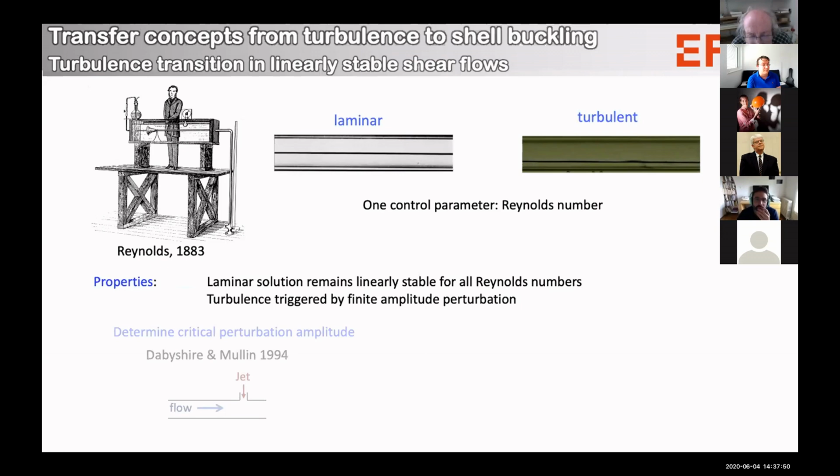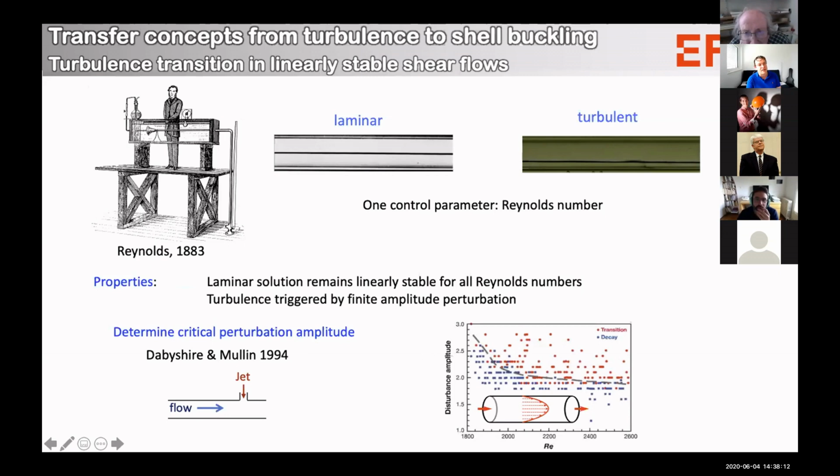He was taking a very nice smooth pipe where there are no background perturbations that trigger turbulence naturally, and then applied a lateral jet and measured how strong this lateral jet has to be to trigger turbulence, okay? So how do we rationalize this from a dynamical systems point of view?